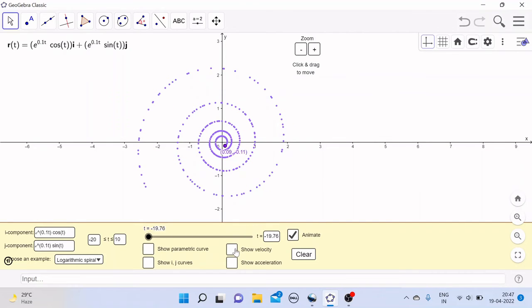For this logarithmic spiral also we can draw the velocity vector r'(t), so that r'(t) is acting in this direction. For this logarithmic spiral, the velocity vector is given in blue color, r'(t), and r''(t) represents the acceleration vector. We can simultaneously draw both velocity and acceleration.